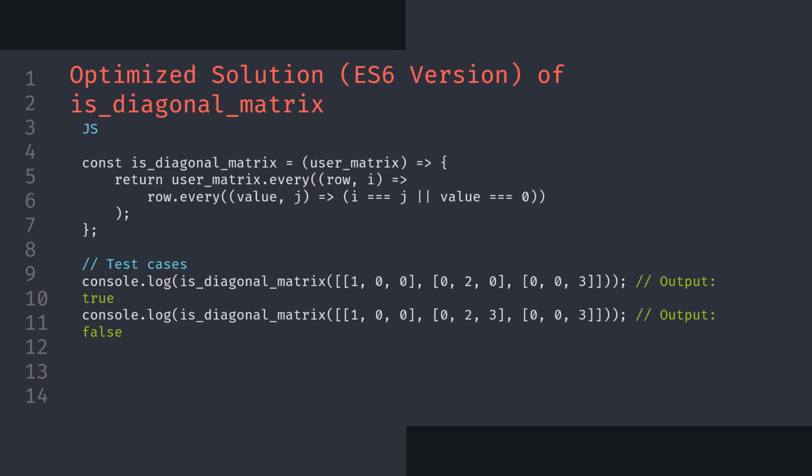This optimized solution uses the every method to validate the matrix. It checks that all rows meet the diagonal matrix condition in a concise and readable way.